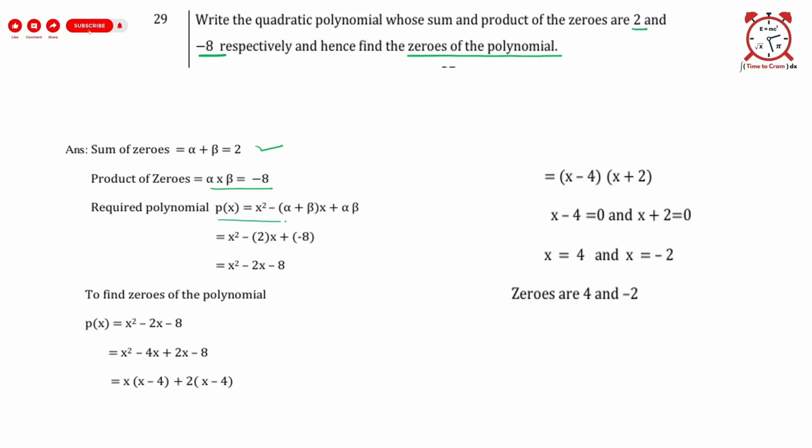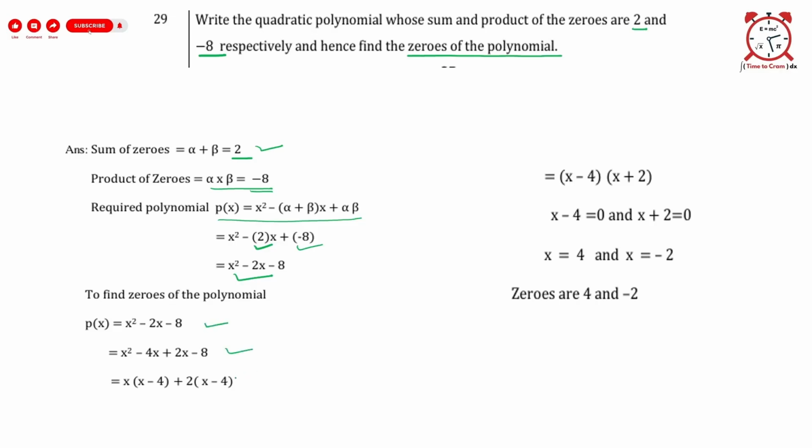So first we will get the polynomial. This is the formula to get the polynomial: x square minus the bracket alpha plus beta bracket complete, multiplied by x, plus alpha beta. So the value of alpha plus beta, 2, we have to keep here, and the value -8 we have to keep here. So this is our given polynomial. So first we have derived the polynomial here.